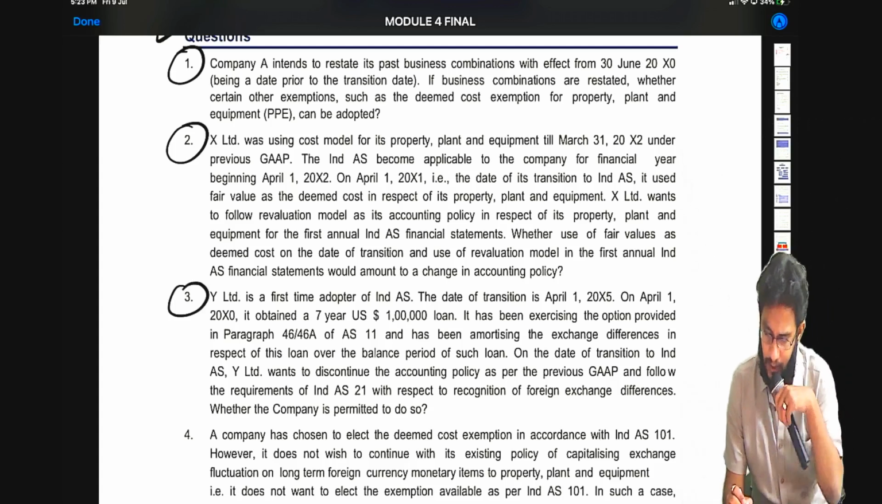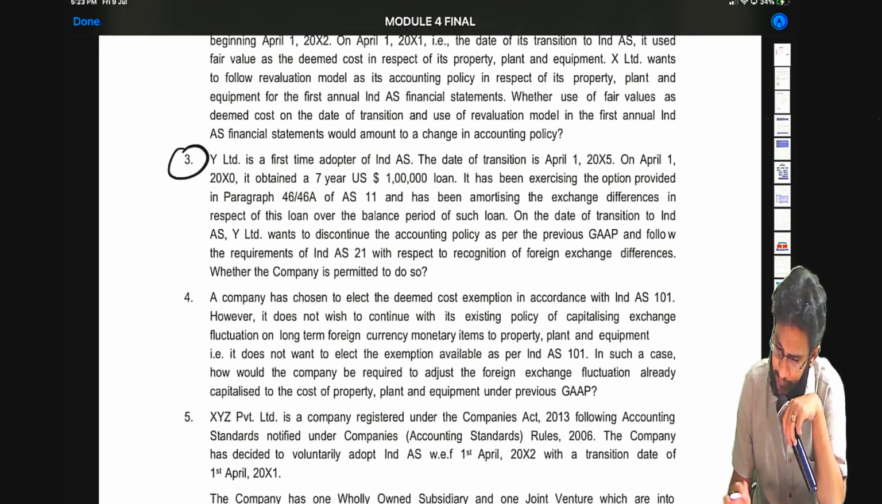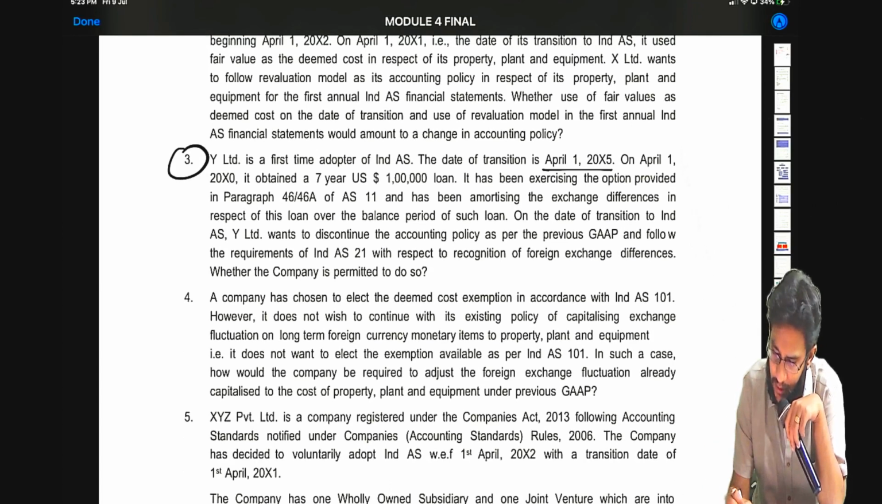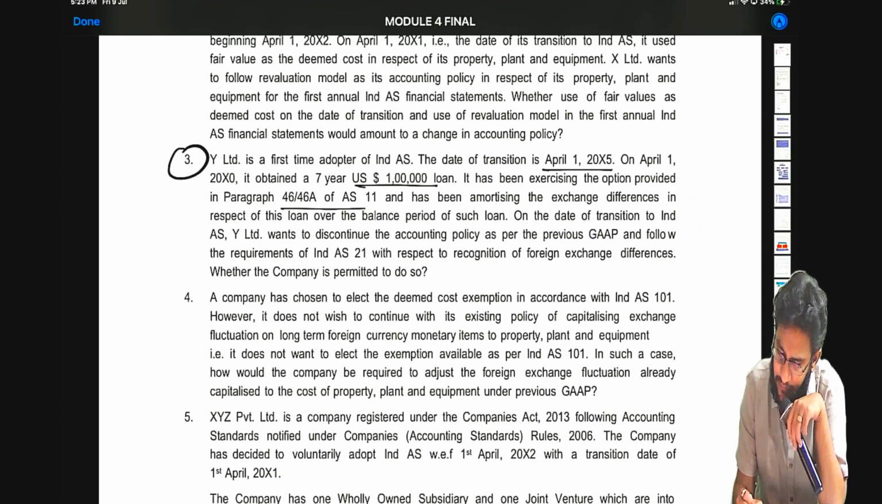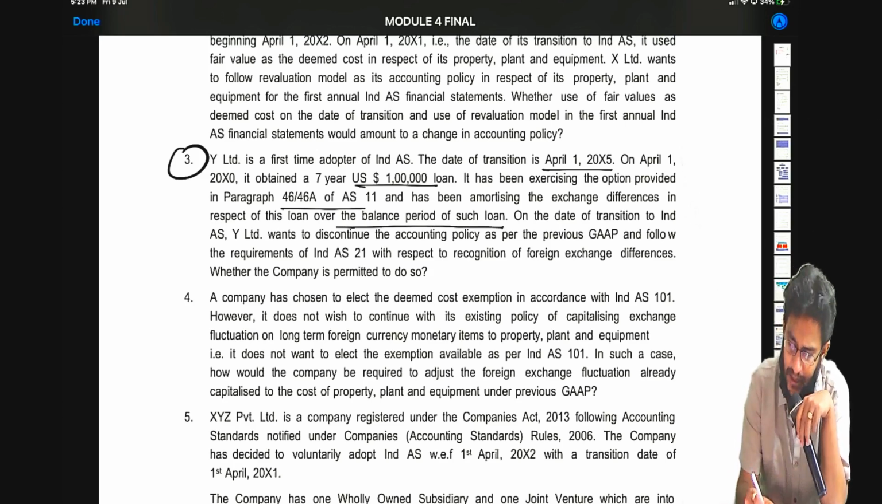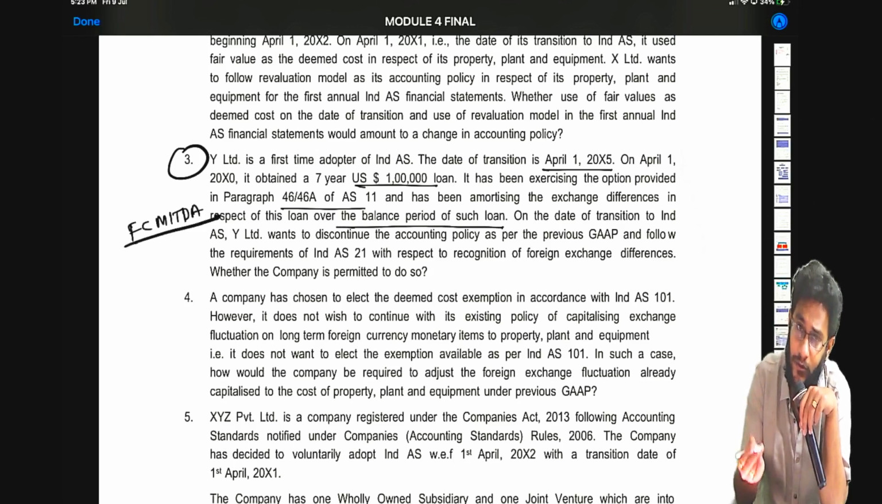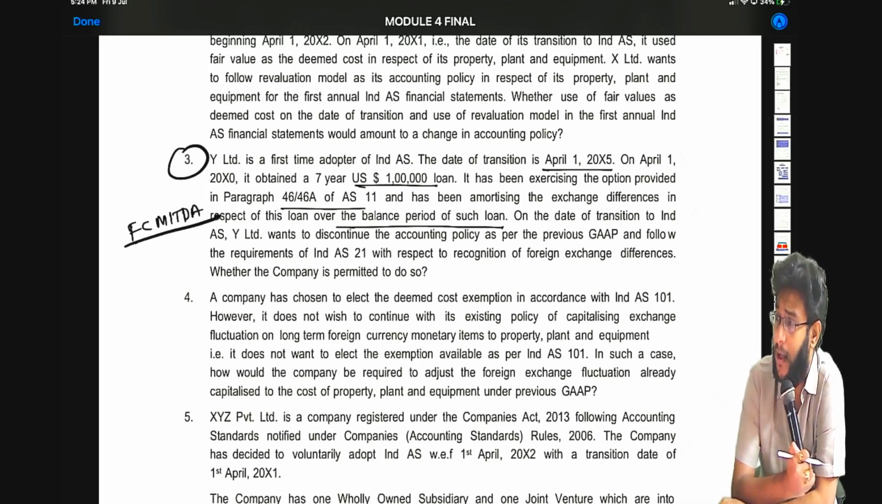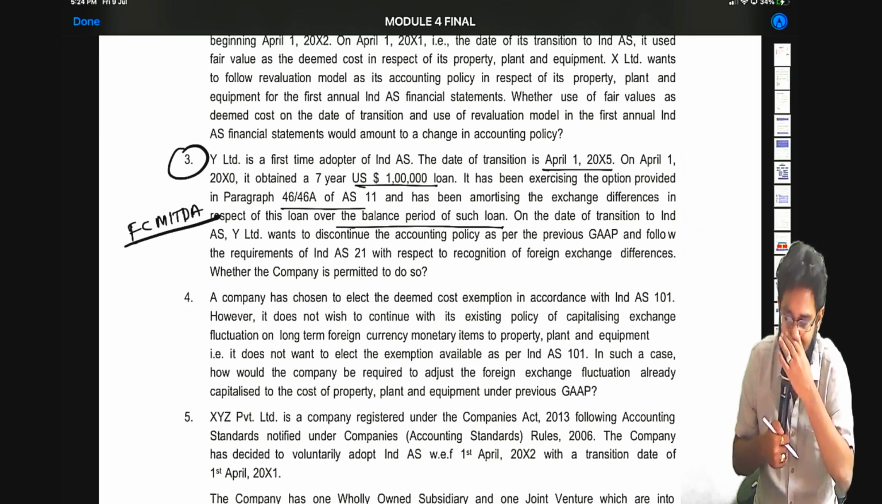Next. Y Limited is a first time adopter of Ind AS. The date of transition is 1st April 2005. On 1st April 2000, that means before 5 years, it obtained a 7 year $1 lakh loan. It has been exercising the option provided in paragraph 46/46A and has been amortizing the exchange differences in respect of this loan over the balance period of such loan. So FCMITDA: if it is related to a depreciable asset, you have to adjust to that. If it is not related to a depreciable asset, you will transfer it to FCMITDA, and the FCMITDA balance has to be amortized over the period of the loan.